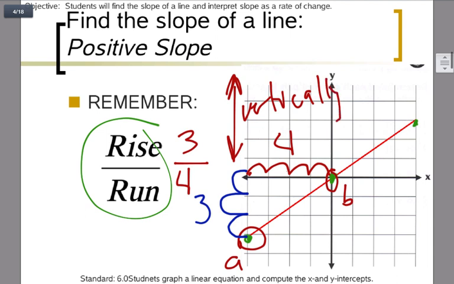And by that I mean that you have positive or negative rise. Okay? And then run is always to the right. Well, it doesn't have to be, but generally it is to the right. So we ran this way to the right.